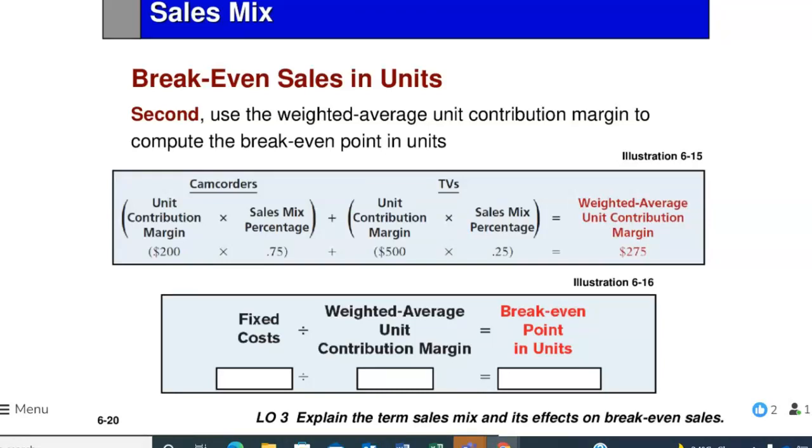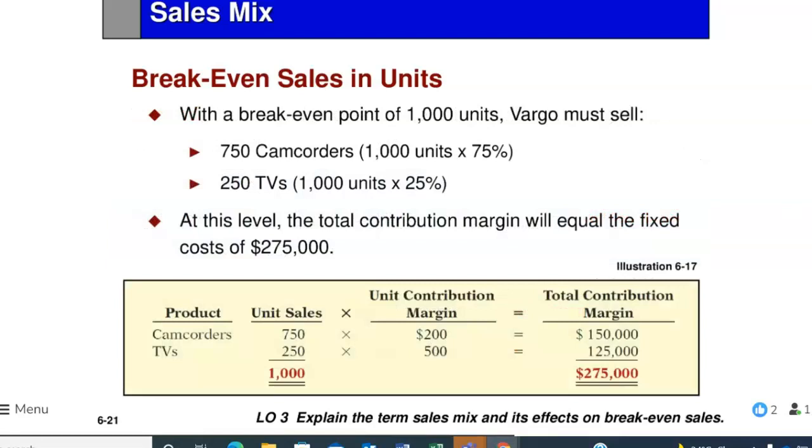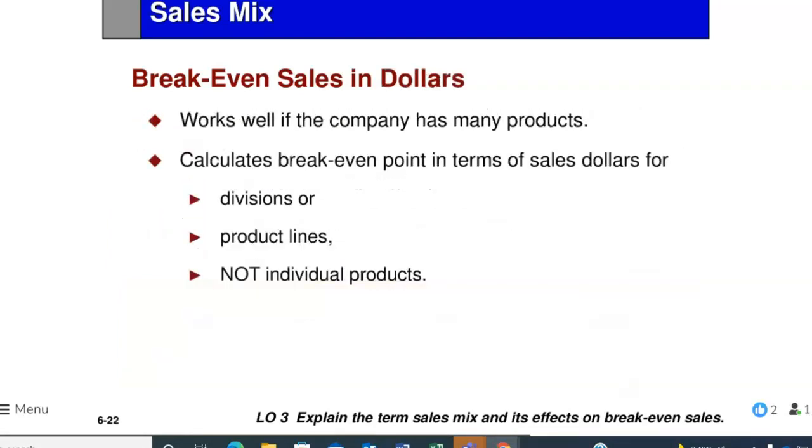Now we can do the same thing with the ratio, and actually a ratio is much more effective and efficient here rather than units. But the fixed costs support both products. Now we want it in ratio. So a company like Carrefour has thousands of products. They use ratios. And you can compute it by divisions or product lines. You don't do it by individual products.